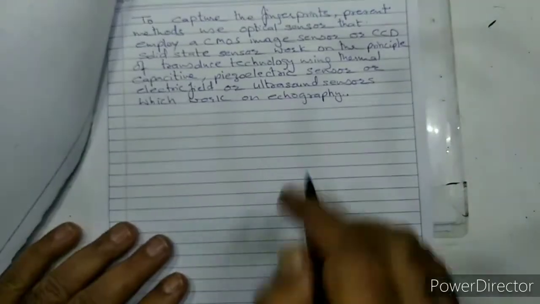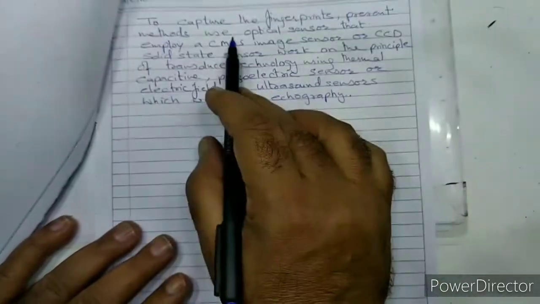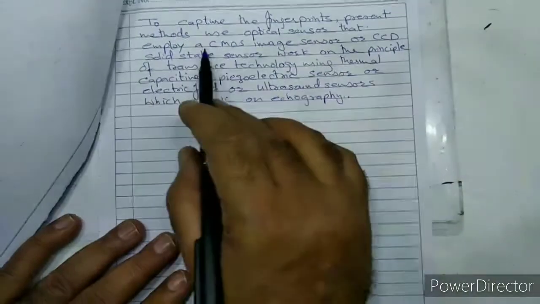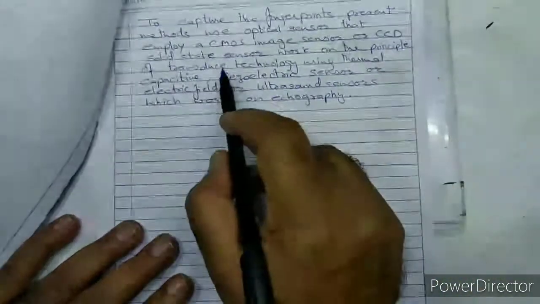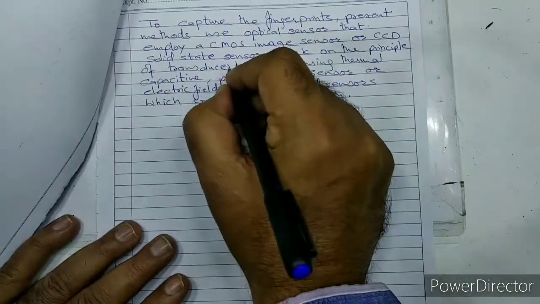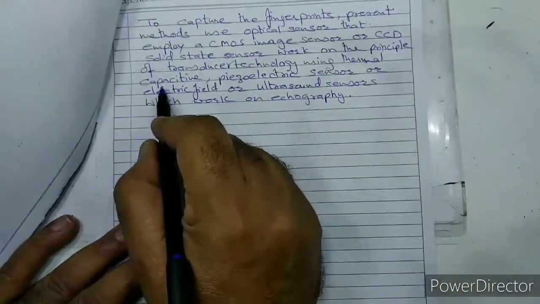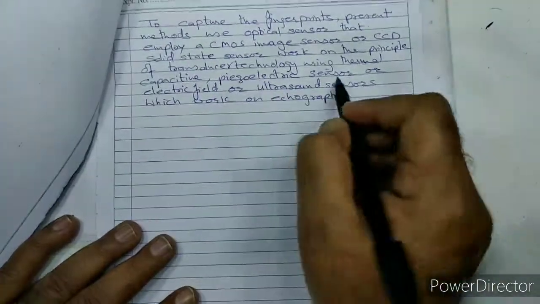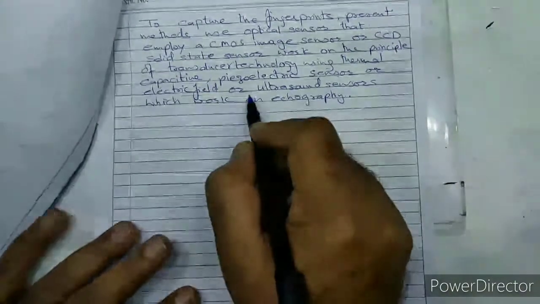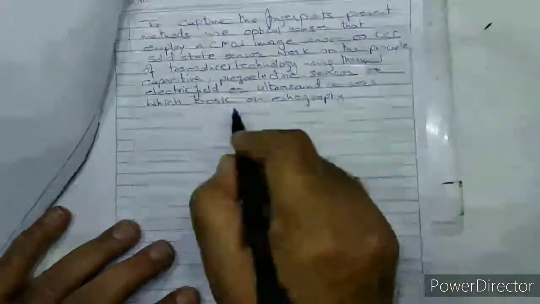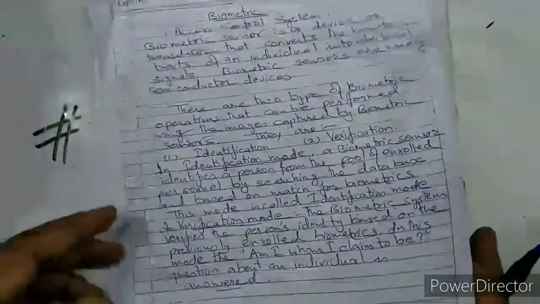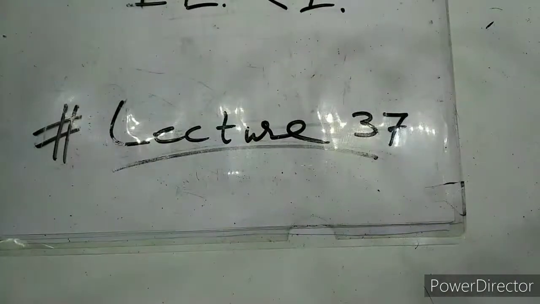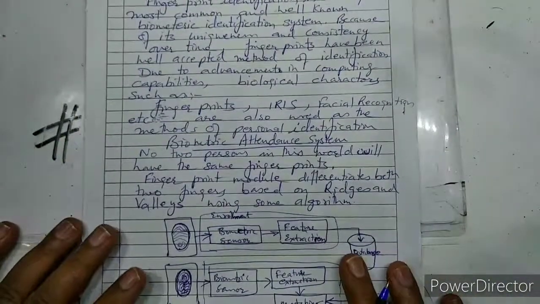To capture the fingerprints, present methods are optical sensors that employ a CMOS image sensor or a CCD solid state sensor, or sensors that work on the principle of transducer technology using thermal, capacitive, piezoelectric sensor or electric field, or ultrasonic sensors which work on echography. Now we will see the fingerprint identification system.